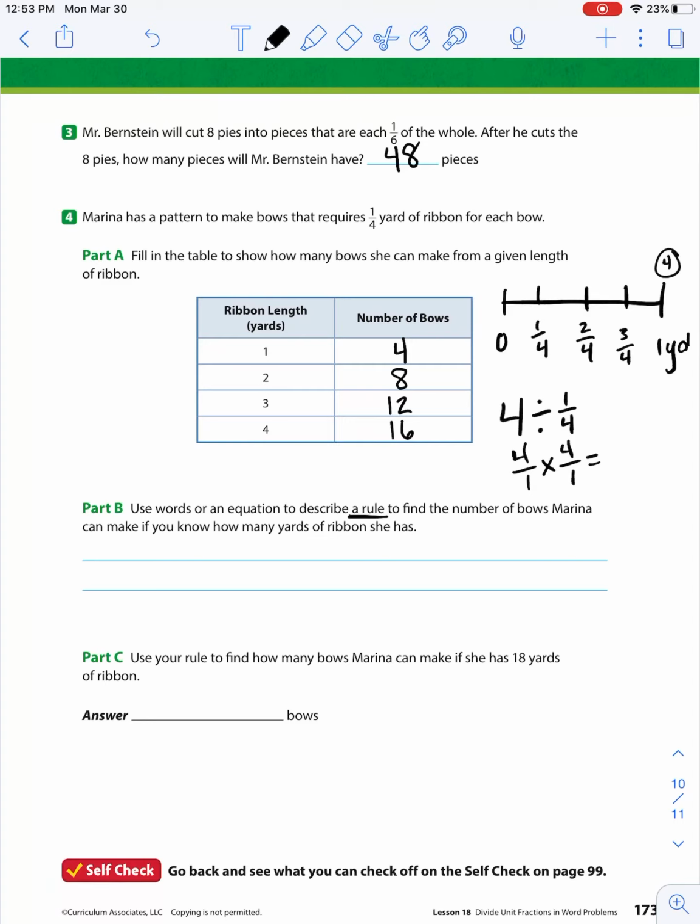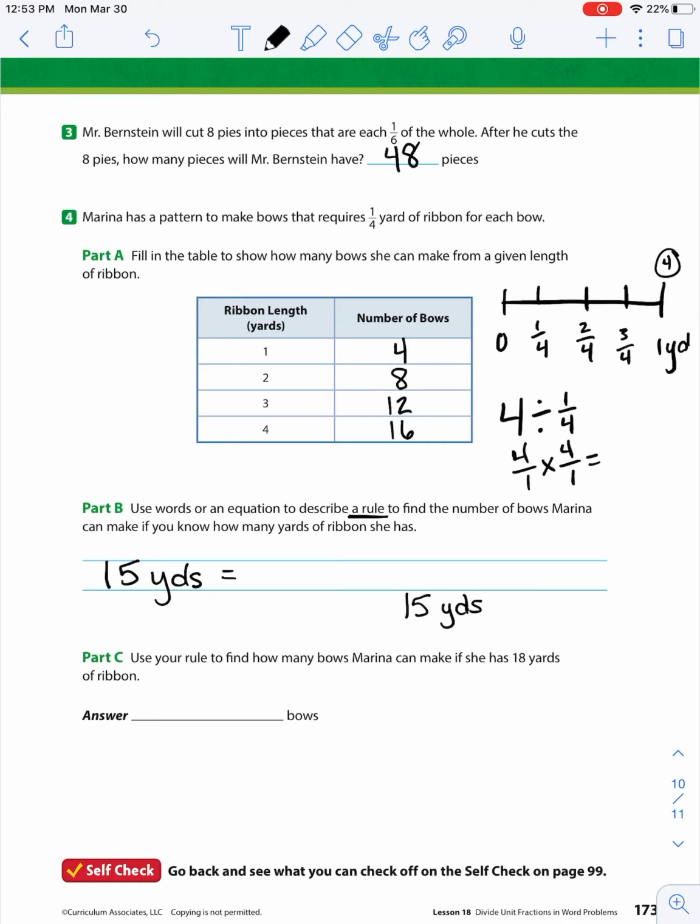So let's say Marina walks in and she says, oh, I just got more ribbon. I now have 15 yards of ribbon. And we need to tell her how she could figure out how many bows 15 yards would make. How would you tell her that? In words or in an equation? So if she has 15 yards, and I'm just using 15 as an example, is there an equation you could write for that? Could you explain it in words?